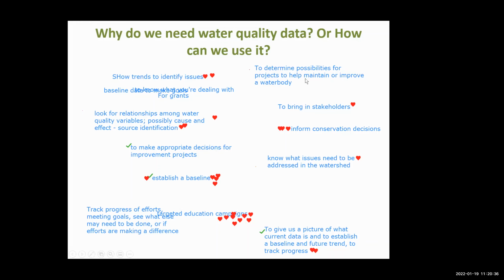Determine possibilities for projects to help maintain or improve a water body, to bring in stakeholders. I might be interested to hear if that person wants to say how water quality data can help bring in stakeholders. I'd be interested in that. Inform conservation decisions, know what issues need to be addressed in the watershed, and give us a picture of what the current situation is, baseline and future trends. So that's something like these top ones.